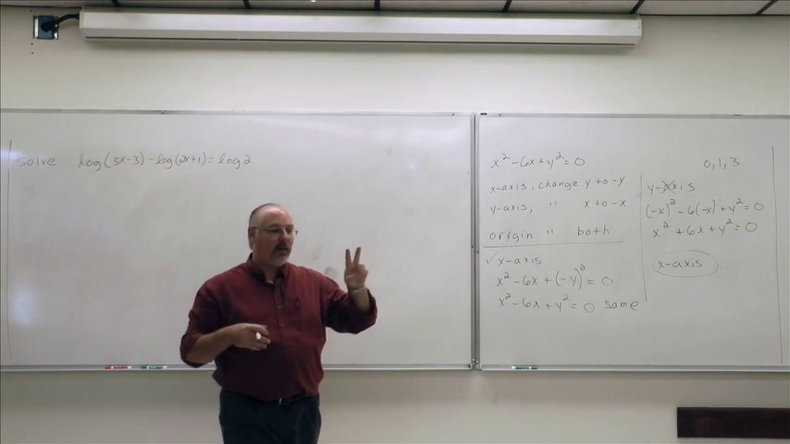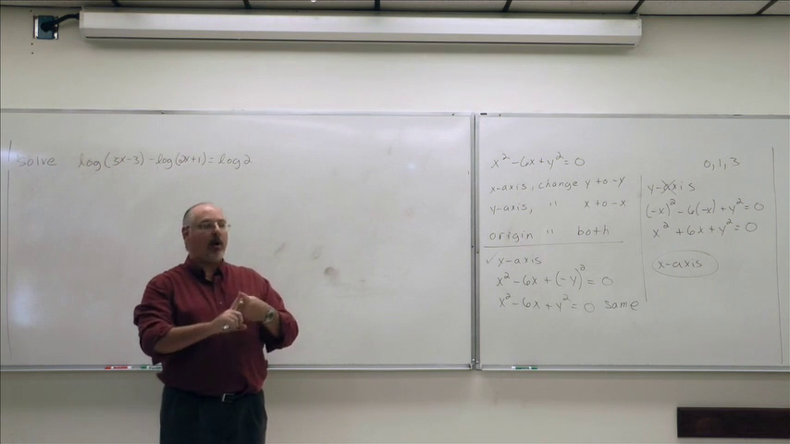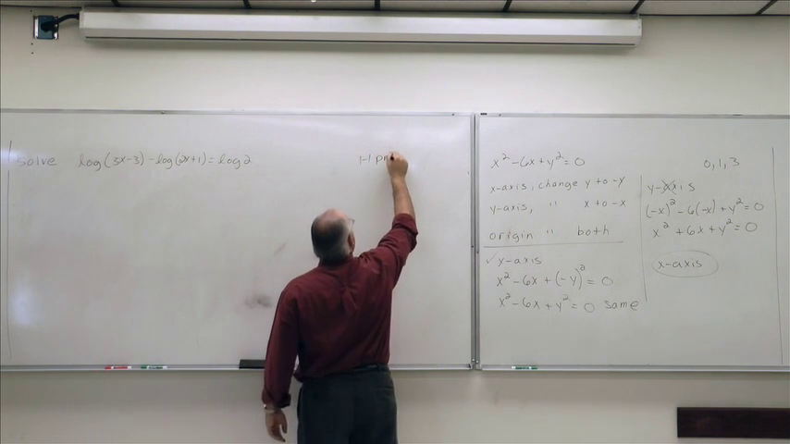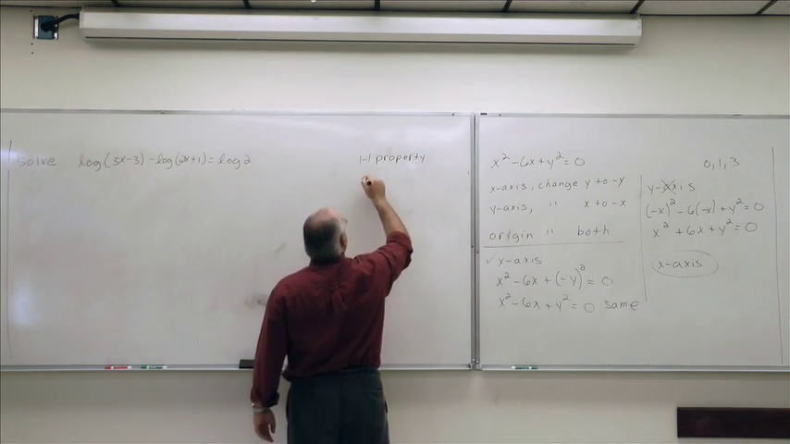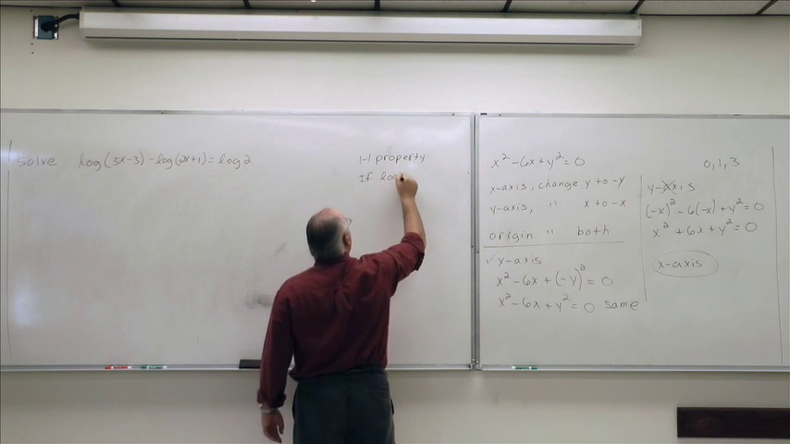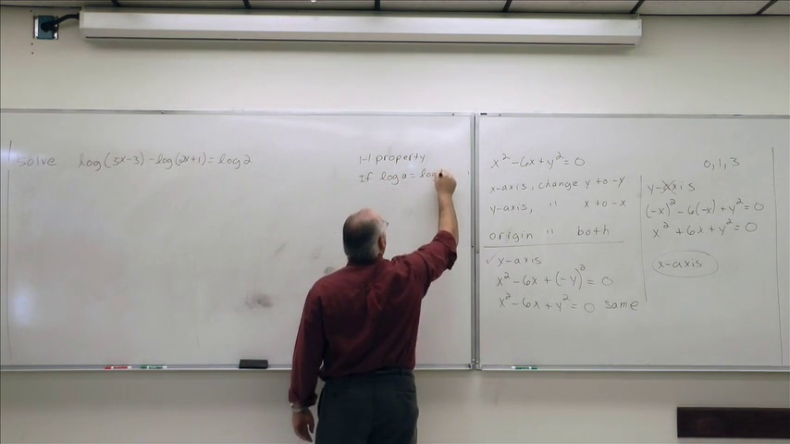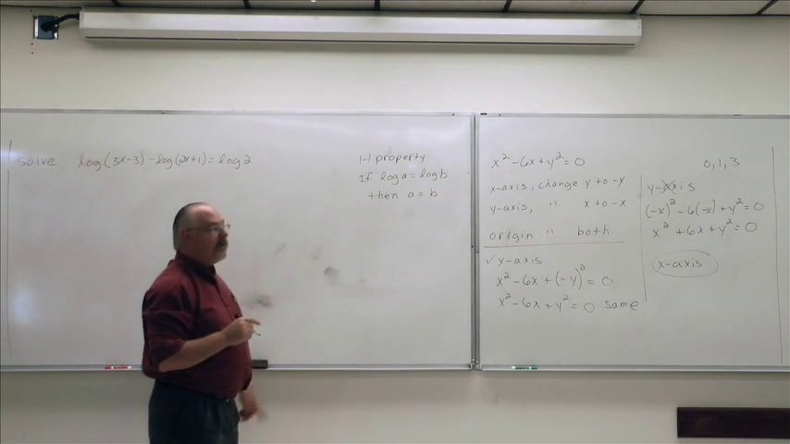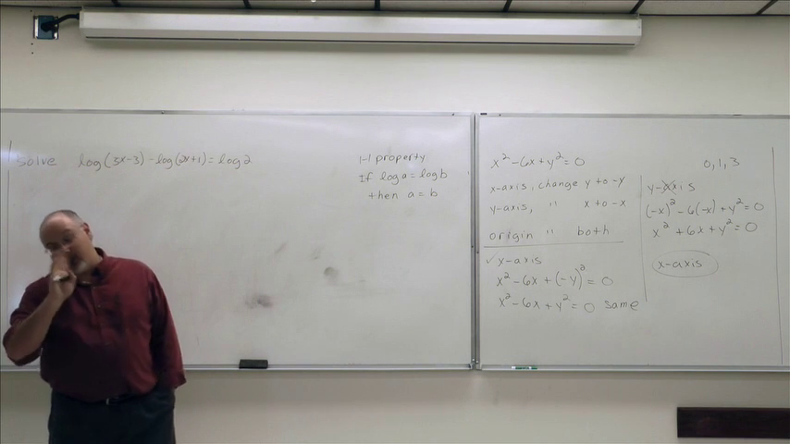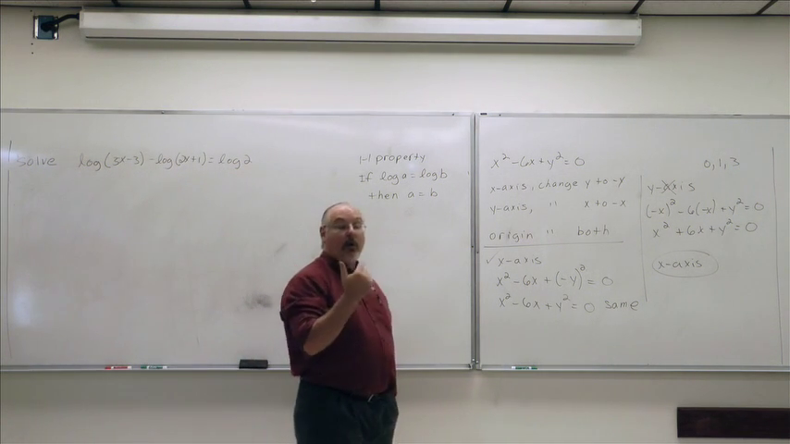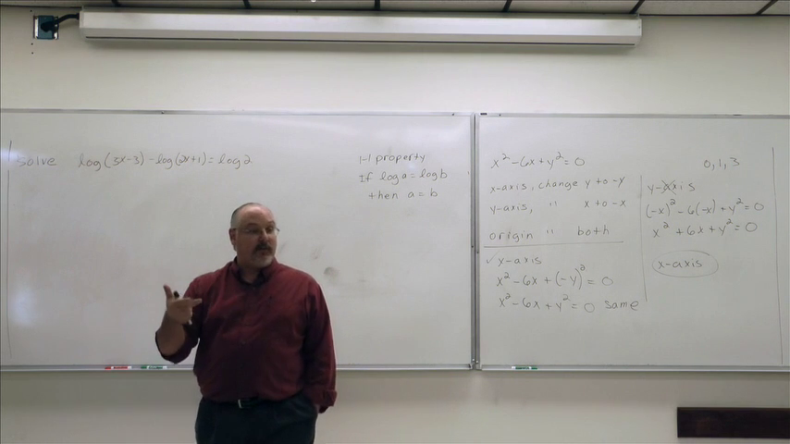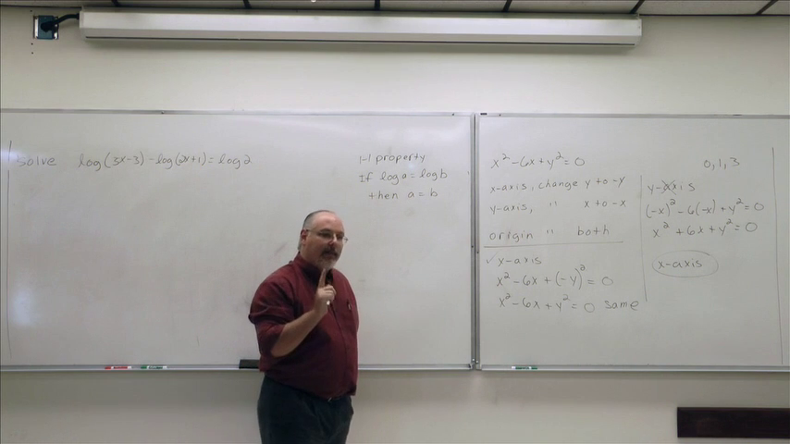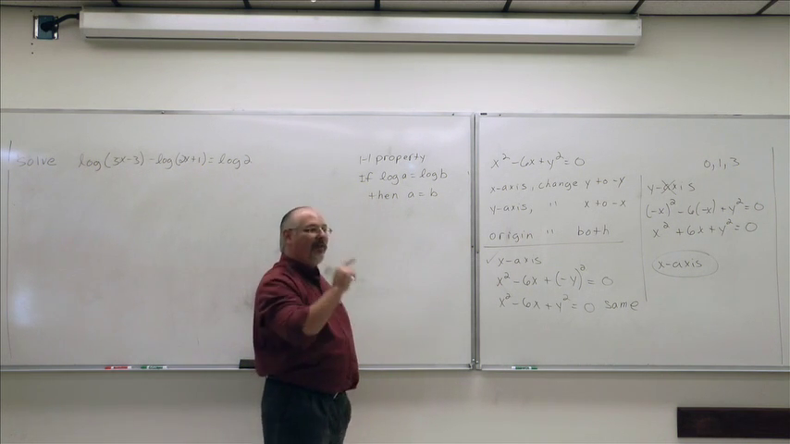Okay? The two methods are what's called the one-to-one property. The one-to-one property says if the log of A equals the log of B, then A equals B. Now the reason why that's called the one-to-one property, actually a couple of different reasons. The main reason is because logarithms are a one-to-one function. They have an inverse, right? Frankly, that's exponential functions. But the other way to think about this is, how many logs are on the left side of the equation?